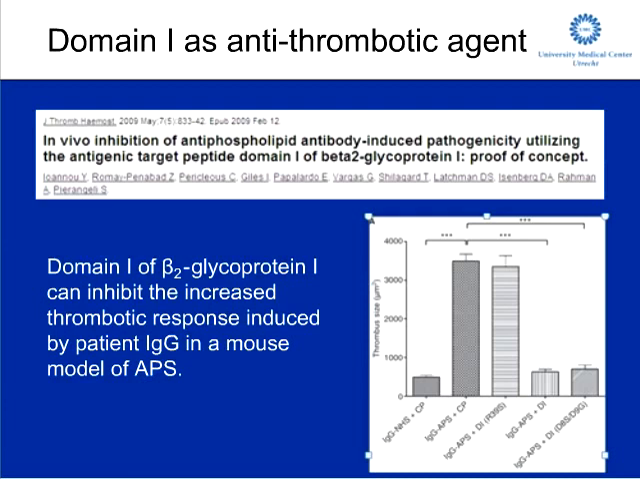If you mutate arginine 39, which was considered an important amino acid in the binding of the antibodies, so apparently the antibodies cannot bind, the thrombotic response is back. For me, this indicates again that domain 1 is apparently an important factor in this disease.